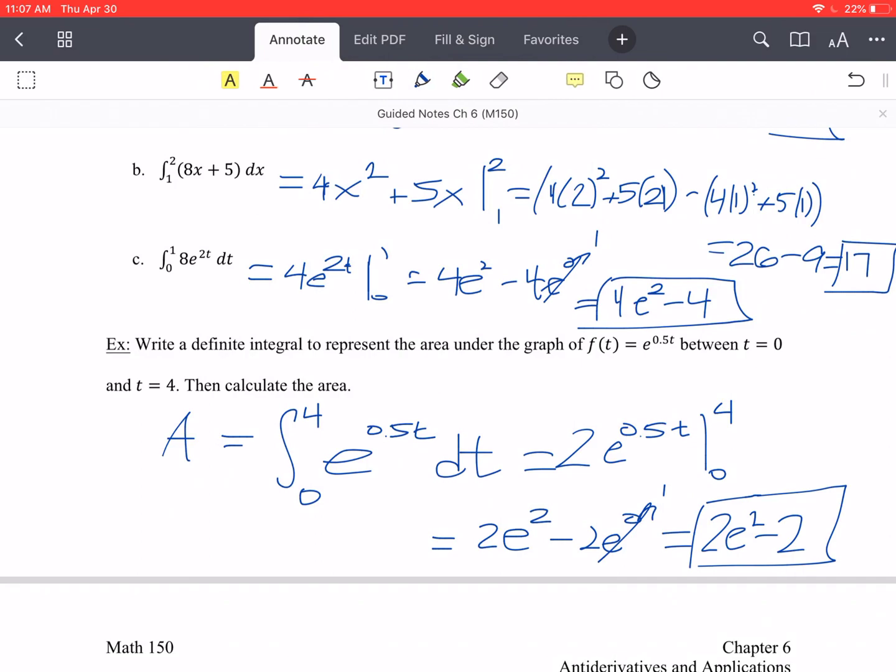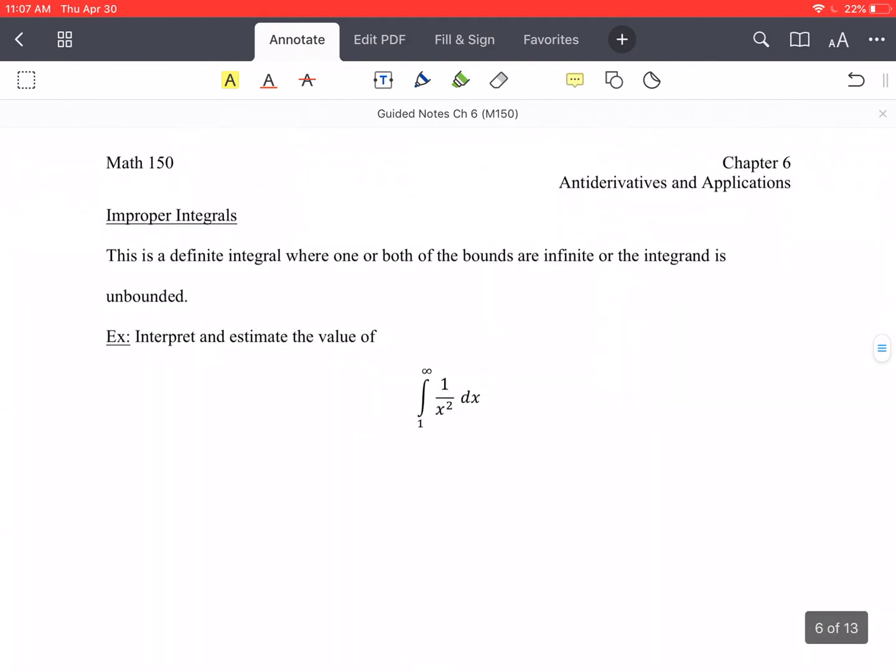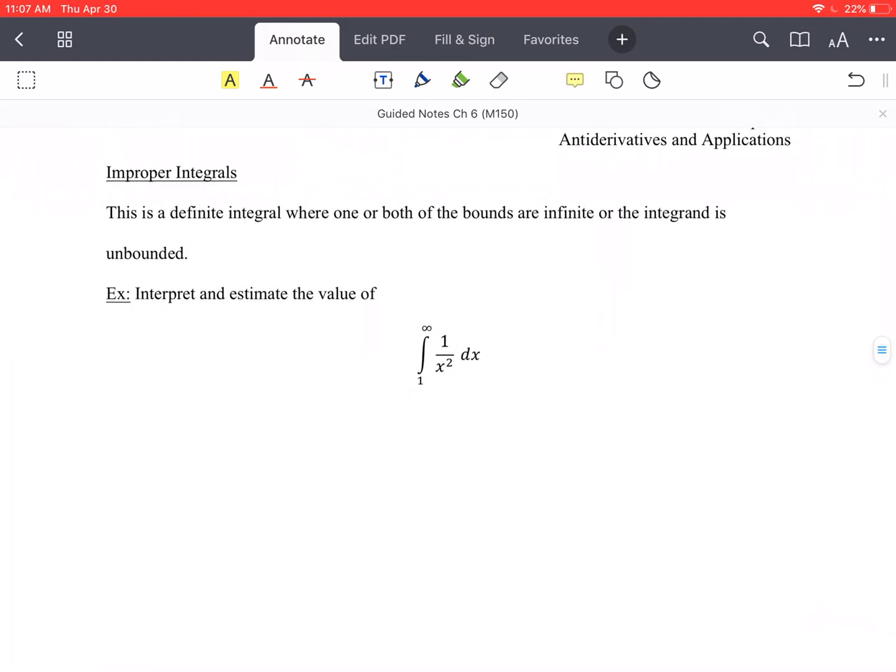Okay. So let's take a look at the next page here. Improper integrals. An improper integral is a definite integral where one or both of the bounds are infinite or the integrand is unbounded. So interpret and estimate the value of the integral from 1 to infinity of 1 over x squared dx. Now, of course, infinity is not a number, so how can that be an upper bound? Well, it's technically not a bound because this literally means it's unbounded, right? If it's going all the way to infinity, it just means that we're letting the area grow forever.